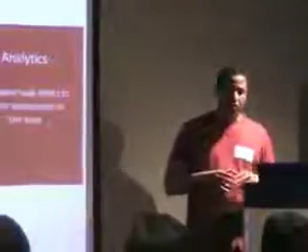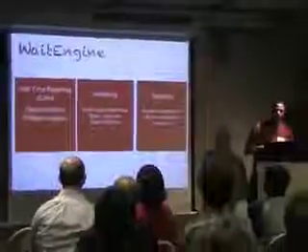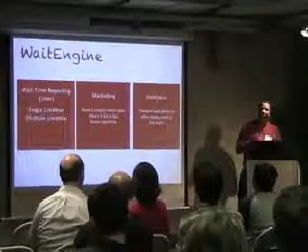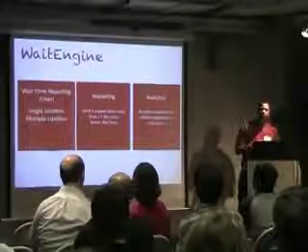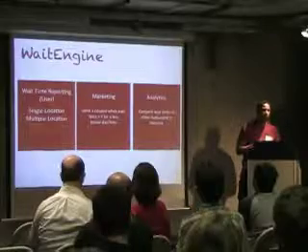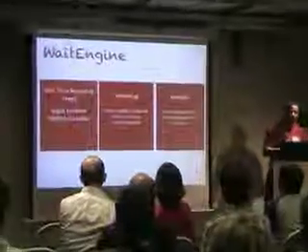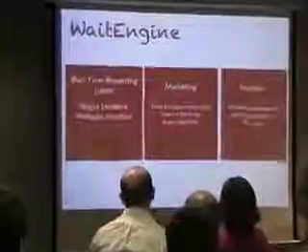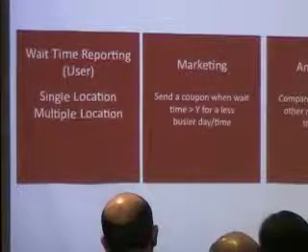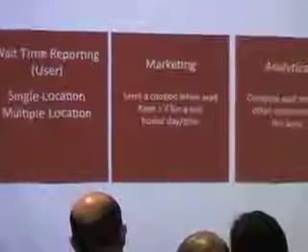So a solution to this whole problem. So what I kind of came up with was these 3 components that will help solve this problem. One is that we need an easy way for users to be able to get wait time information. And I'll talk about that in a little bit. Marketing aspect. Restaurants need to be able to communicate with these customers quickly and efficiently.